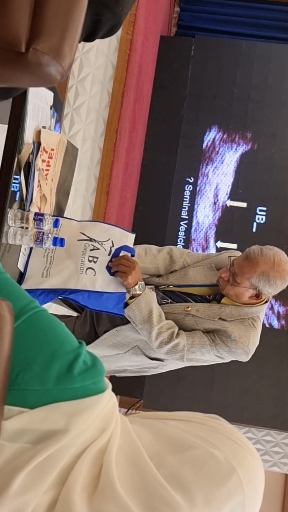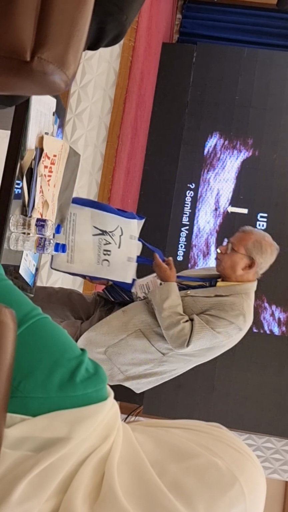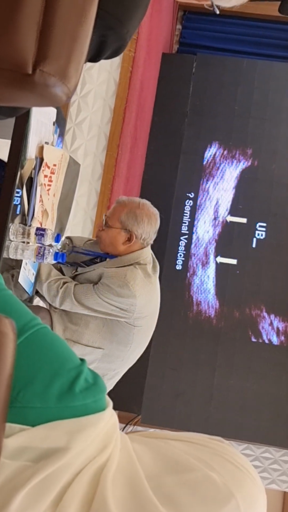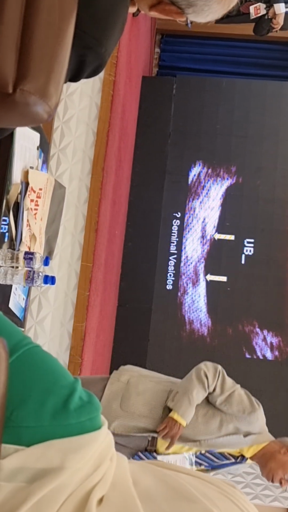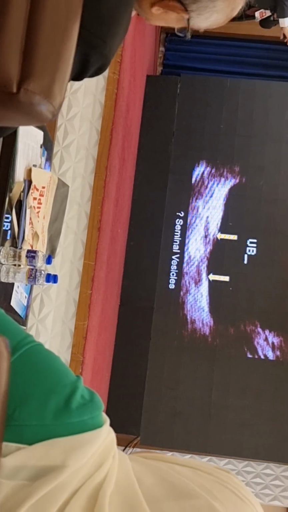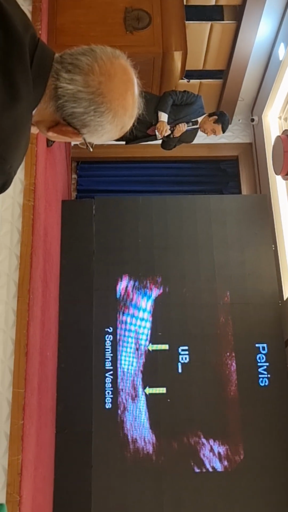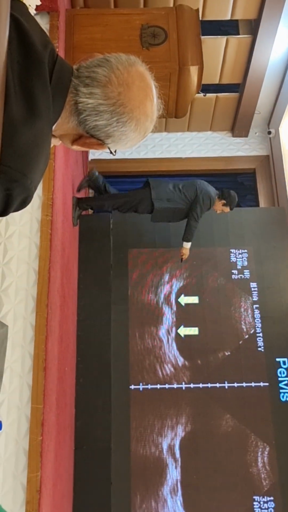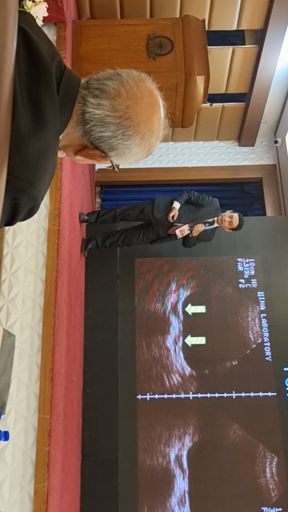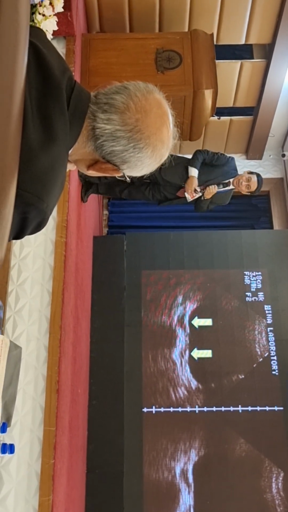Then what is it? Seminal vesicle. Very clear-cut seminal vesicle. But no, not seminal vesicle. Why is it not? This is a female patient. How will you get seminal vesicle? But this is not very uncommon. This is not seminal vesicle. Then what is it? You see here is also a seminal vesicle. What is it?